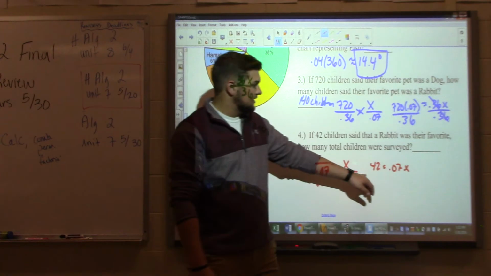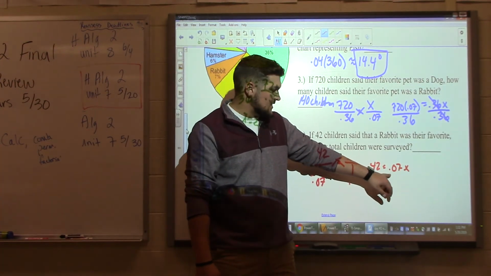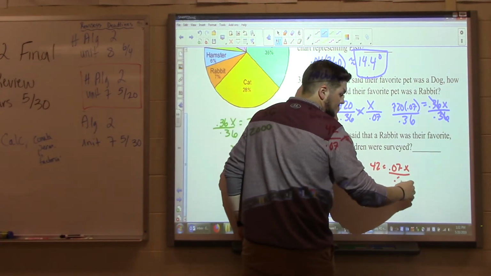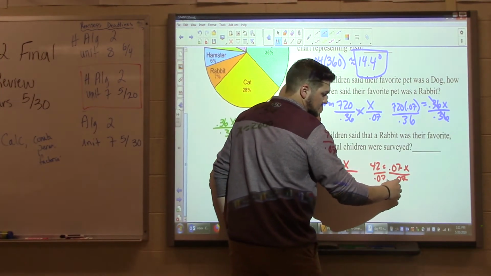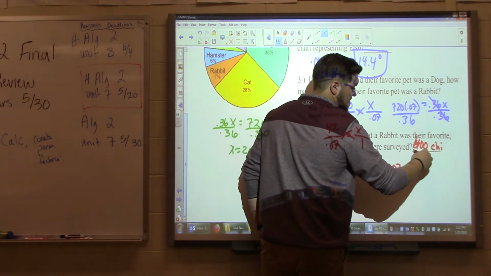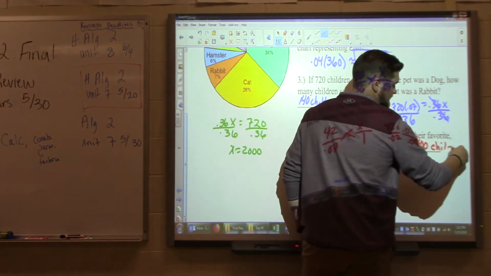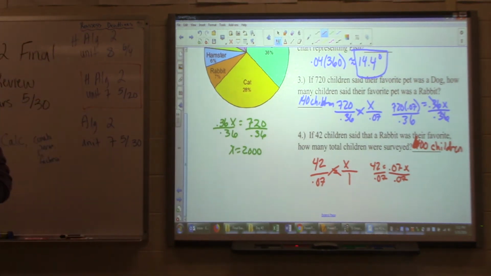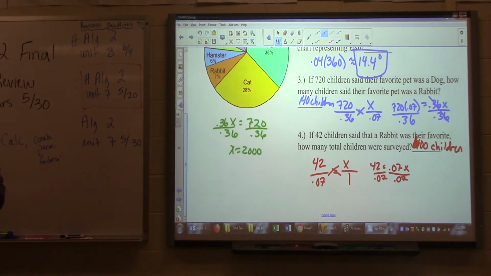Or, if you look, you can set up just like this from the start, right? 0.07 times the total gives us 42 children. Either way gets us the same answer. Divide by 0.07. We get x equals how many children? 600. That's what I said. 600 children. Does that make sense, guys? How we manipulate that data that we know to get what we want to know? Do we have any questions on that?